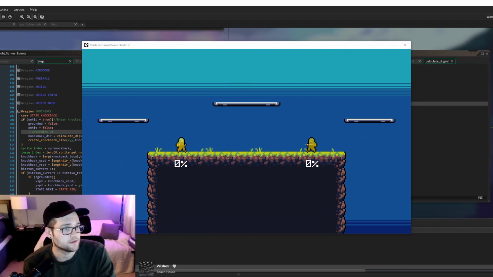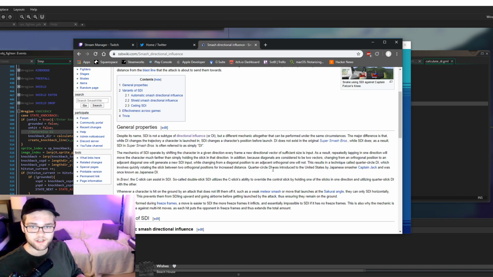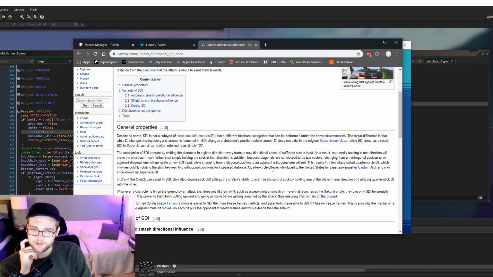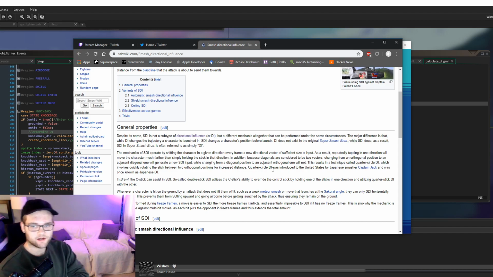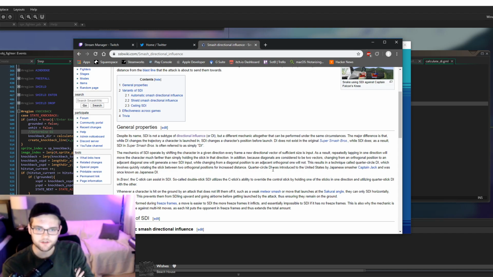Smash directional influence. Alright, let's see how this works. SDI changes a character's position before launch. The mechanics of SDI operate by shifting the character in a given direction. Every frame, a new direction vector of sufficient size is input. As a result, repeatedly tapping in one direction will move the character much further than simply holding the stick in that direction. Quarter circle DI involves quickly rotating the stick between two orthogonal positions for increased distance. Interesting. I actually didn't know about that.